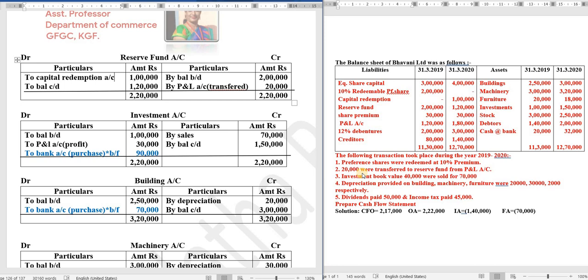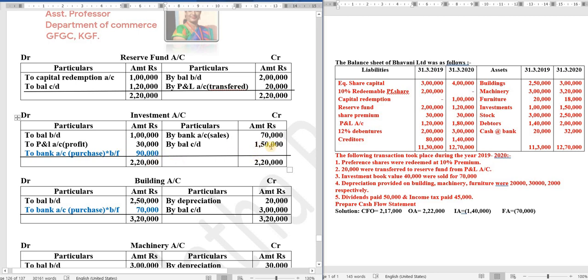What they have told, investment of book value 40,000 was sold for 70,000, right? That means the sale has happened. Record by bank account, sales. How much is the sale? 70,000. With this particular sale, they got the profit because 40,000 worth of investment is sold for 70,000. That means we got 30,000 profit there. So P&L account profit.